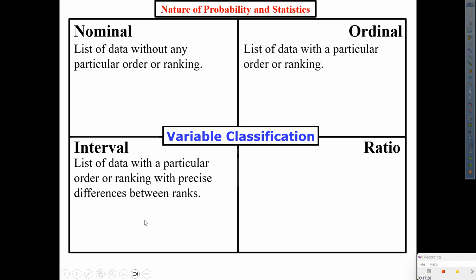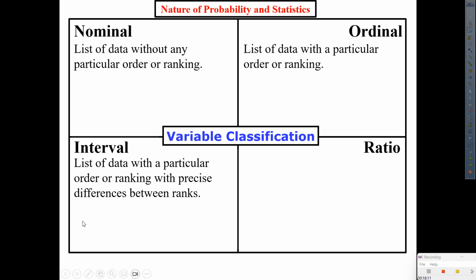Interval. Interval is the list of data with a particular order. However, now the ranking has a precise difference between the ranks. So kind of like, let's say, I want you guys to go out there and find me 10 people and get their height. And you're going to write them, making a list by height. So that's a ranking, but it has a specific meaning.